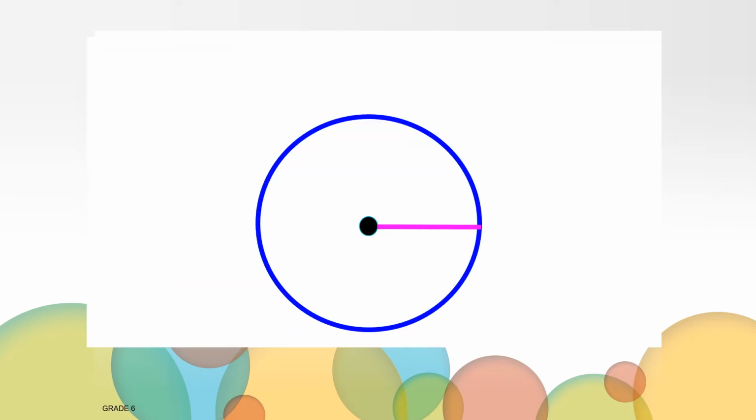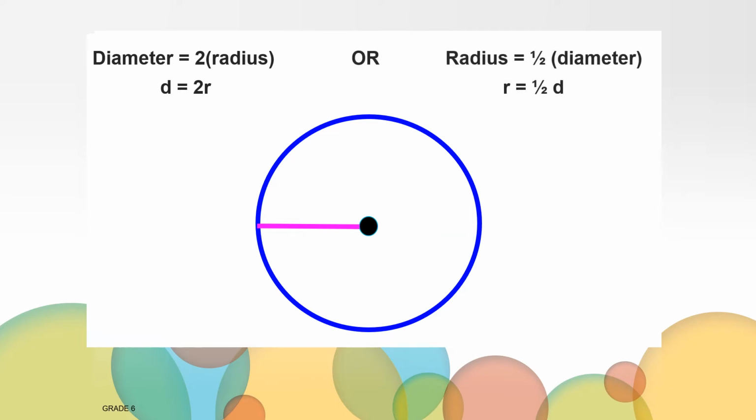Now that we have specific names for the parts of a circle, we will take a look at the relationship between those parts. If we take a look at the relationship between the radius and the diameter, we can see that it takes 2 radii to make 1 diameter, or, in other words, the diameter is twice the length of the radius. Another way we can describe this relationship is that the radius is 1/2 of the diameter.